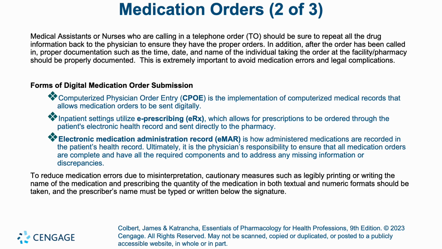Ultimately, it's the physician's responsibility to ensure that all the orders are complete and have the required components, and to address any missing information or discrepancies. So in the EMAR, if there is a physician order in there, it needs to tell me all of those things in terms of when it's given, how much is given, how often, what's the name. It needs to be within the correct patient's chart.